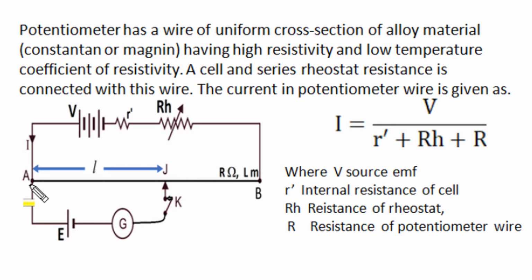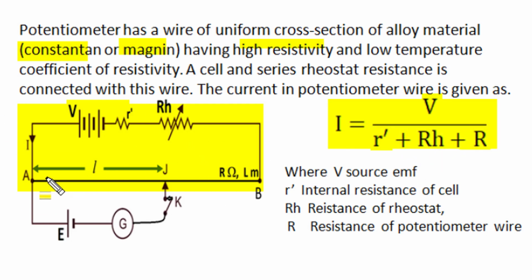The key component of the potentiometer is a long wire of uniform cross-section area. The wire material is an alloy, constantan or manganin, which has high resistivity and low TCR. A voltage source and a current limiting rheostat are connected in this series circuit, and the current in this circuit is given as voltage divided by the total resistance of this circuit: internal resistance of the source, current limiting rheostat resistance, and the resistance of the wire length.